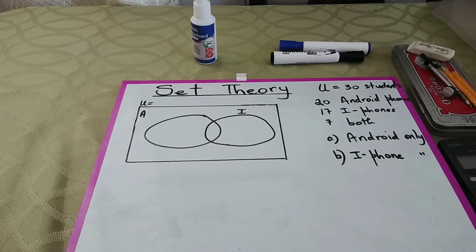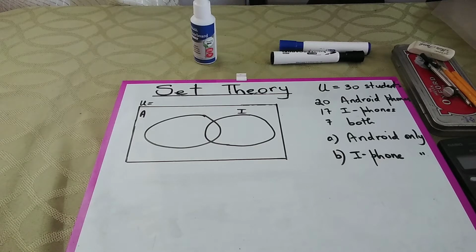Okay, so in this question, we are not going to use the cardinality rule showing the intersecting symbols and so on, but instead we're going to approach it the algebraic way. So this is what the question looked like. It will tell you that in the universal set there are 30 students. In a class, 20 students have Android phones, 17 have iPhones, 7 have both phones, and then you're asked to find how many students have Android only and how many students have iPhone only.